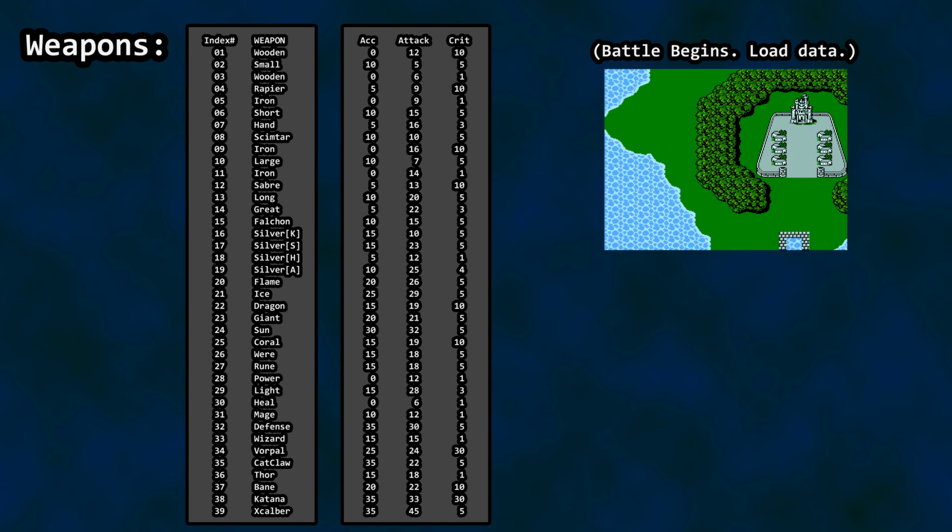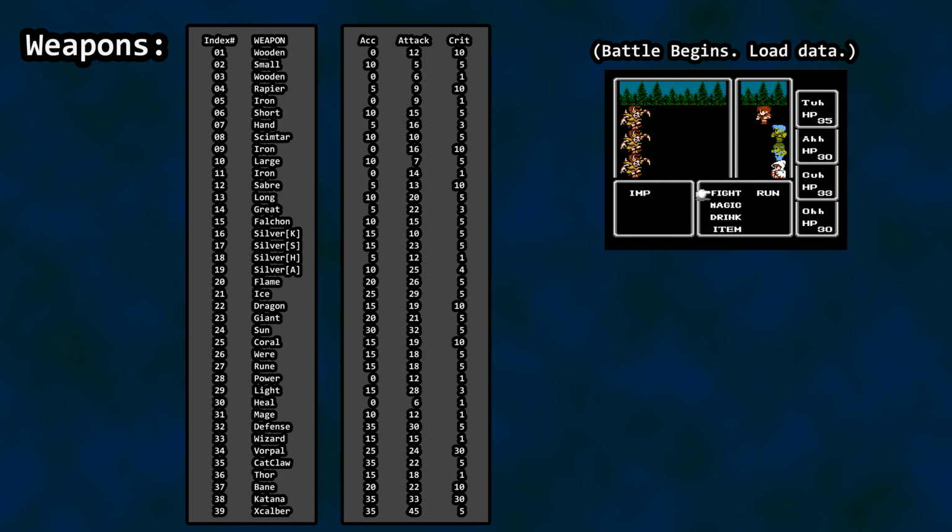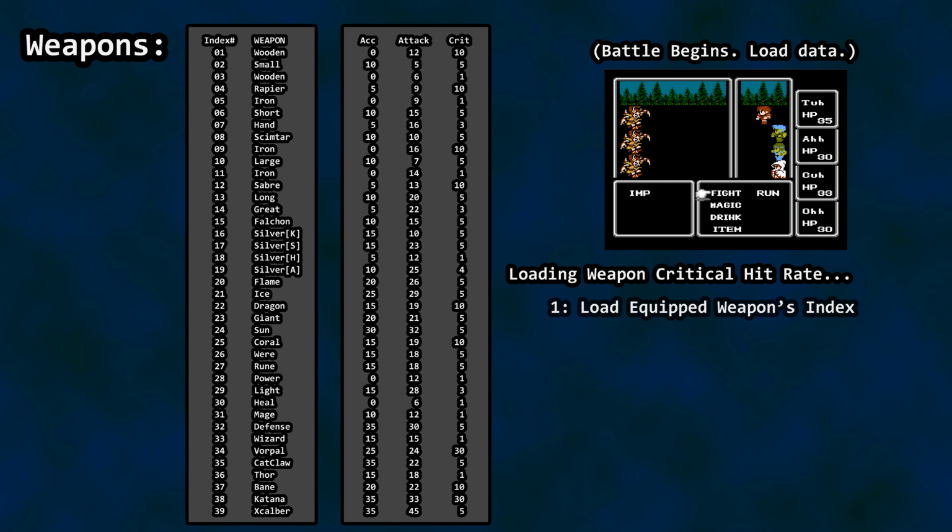When you enter battle, the game loads battle-related data into RAM. This process includes checking each of the 4 possible weapon slots for an equipped weapon. With an equipped weapon found, it should use the equipped weapon's ID as an index to locate that weapon's data in the ROM, look up the critical hit rate for that weapon, and save the retrieved critical hit rate to the appropriate place in RAM. It does all of this except step 2, load the critical hit rate.